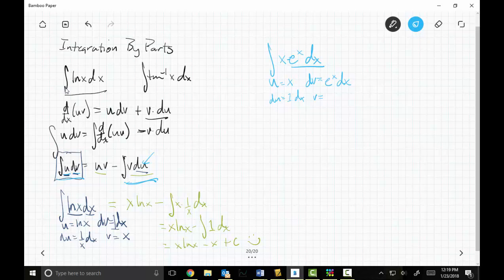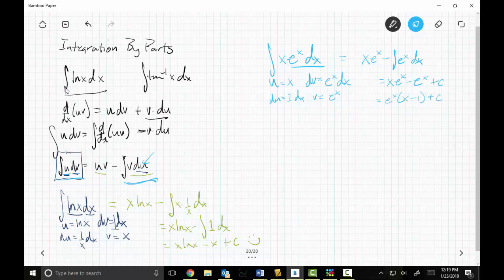To get from dv to v, antiderivative. So I get an e to the x. So this integral becomes uv, which is x e to the x, not the integral of uv, just uv. See, easy to make mistakes. Even I make them. Minus the integral of e to the x dx, right? v du. And look at how much easier it is. It's x e to the x minus e to the x plus c. I could also write this as e to the x times x minus 1 plus c if I wanted to.